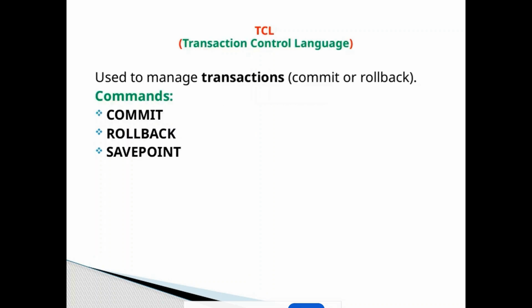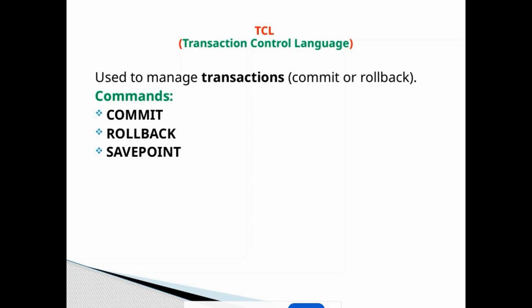Now, let's talk about TCL, or Transaction Control Language, which plays a crucial role in managing database transactions. Essentially, TCL commands help us control the flow of a transaction, allowing us to either commit our changes or undo them if necessary. The main commands here are commit, rollback, and savepoint. When we use commit, we're telling the database that we're satisfied with the current changes, and they should be permanently saved.